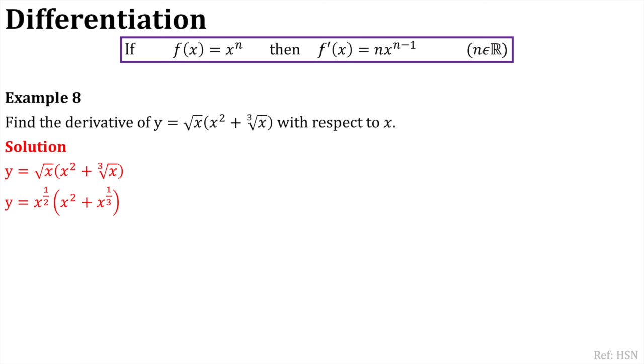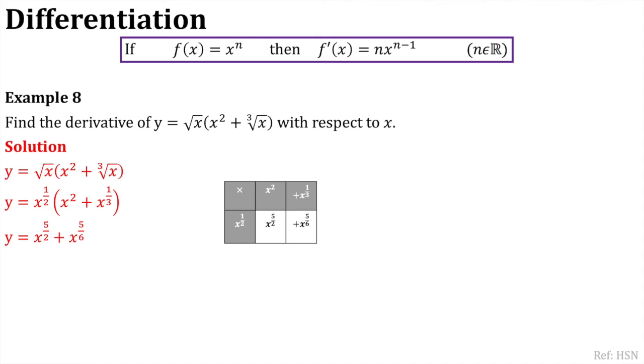Now, I'm going to employ the grid method here to make it easier to expand that bracket. So x to the half multiplied by x squared. Remember, when we are multiplying terms with the same bases, that's x, we can add the powers together. So we would get x to the power 2.5, which as an improper fraction is x to the 5 over 2. And x to the half multiplied by x to the third gives us x to the 5/6. So we can express y as x to the 5 over 2 plus x to the 5 over 6 here.